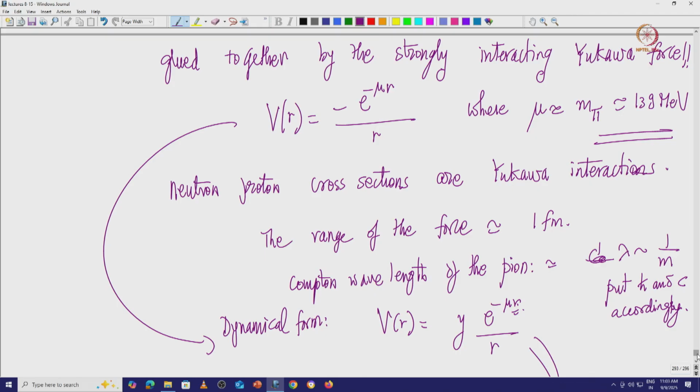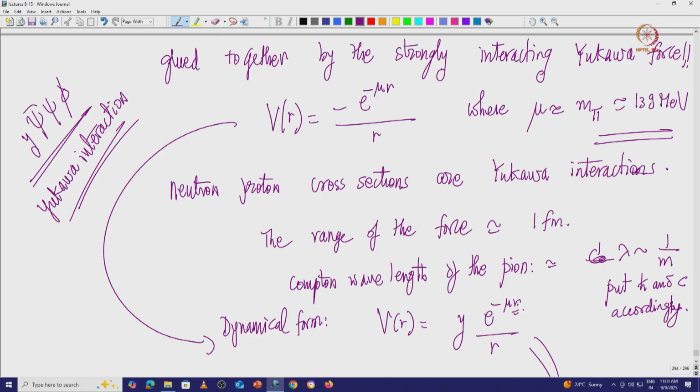It will be something like psi bar psi phi, that is a generic Yukawa interaction. Okay, that is a generic Yukawa interaction with two Dirac fermions and a scalar, but you can also have a pseudoscalar-like interaction, like the example which I am telling you right now.